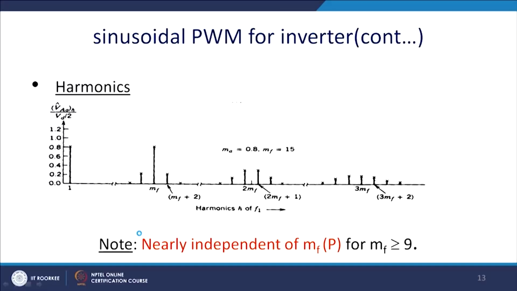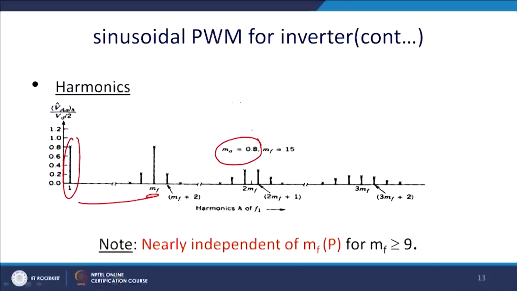So, this is the harmonic spectrum, this is the fundamental, and then it will be shifted by MF, where MF is the ratio of the triangular or carrier wave to the control wave. This is basically for a modulation index in the linear region of 0.8 and a value of MF of 15. We can choose MF in such a way that it is an odd number, then we will find that only odd harmonics survive, and in that way we can eliminate the even harmonics, and then again it will be available at 2 MF and subsequently 3 MF, like that.